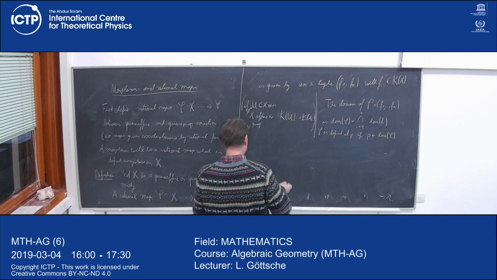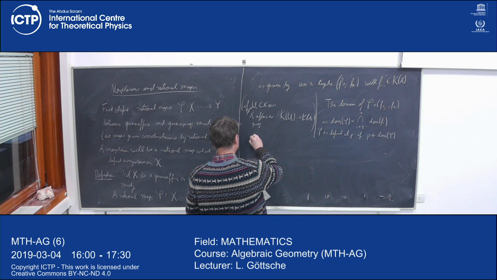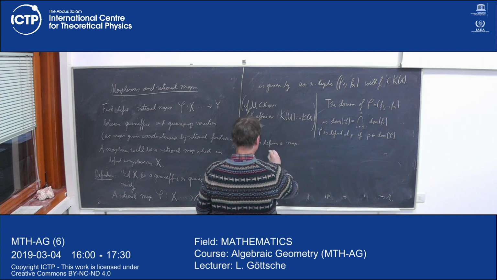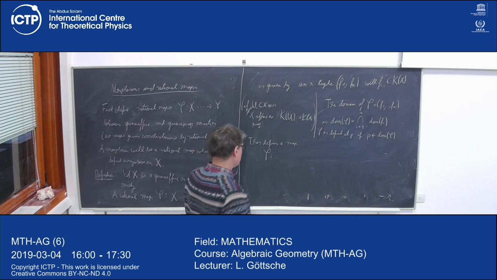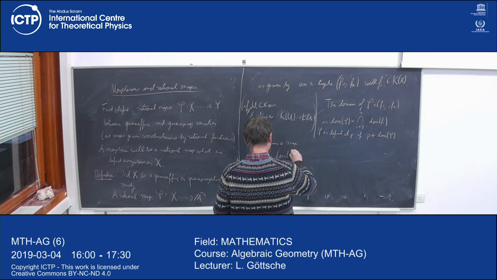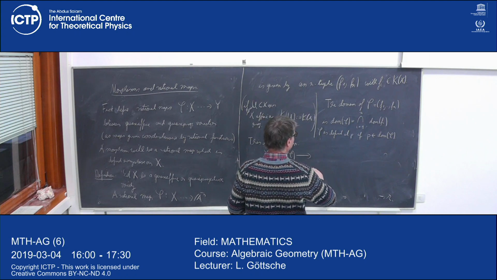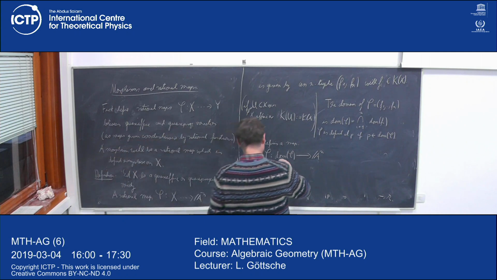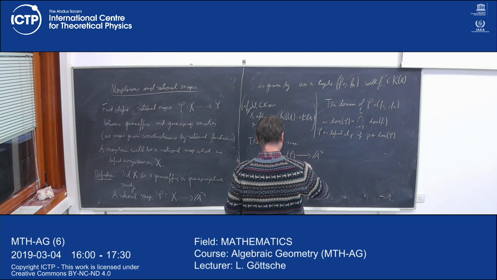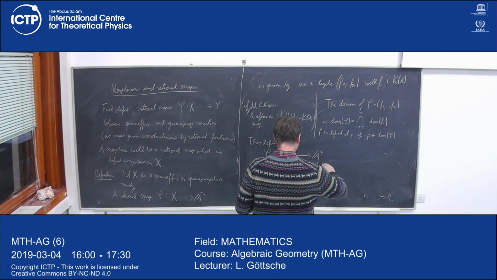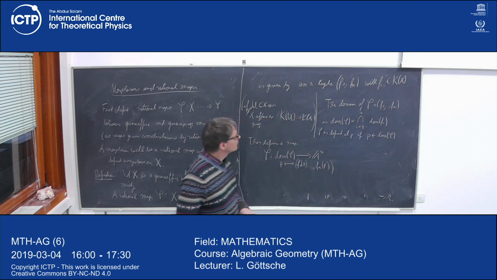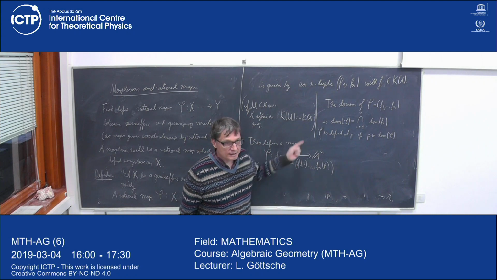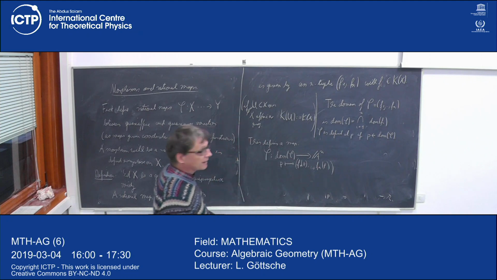So this defines a map phi from the domain of phi to A^n, which just sends a point P to f1 of P until fn of P. So we see that the rational map defines a map from an open subset of X to A^n.